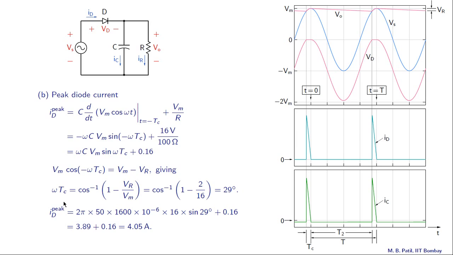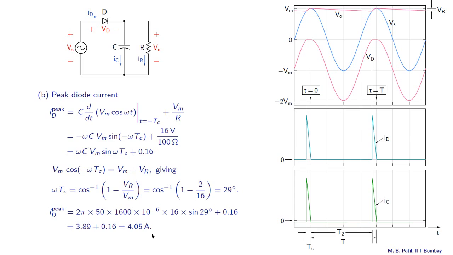That 29 degrees is coming from omega Tc. So all of this turns out to be 3.89. To that we have to add the resistor current, 0.16 ampere. So it's 3.89 plus 0.16, about 4 amperes.